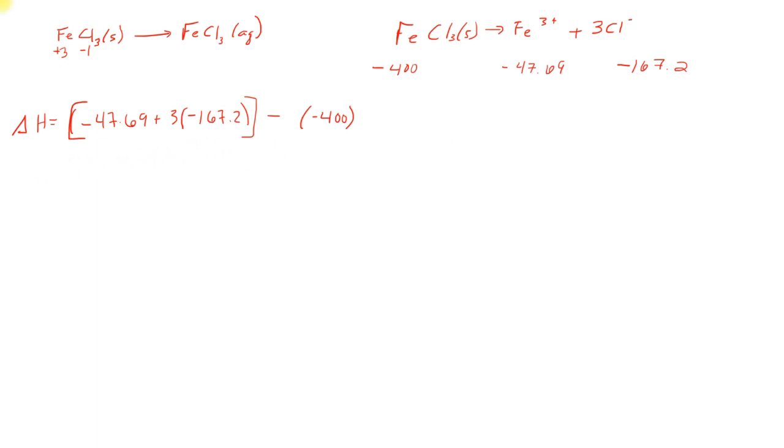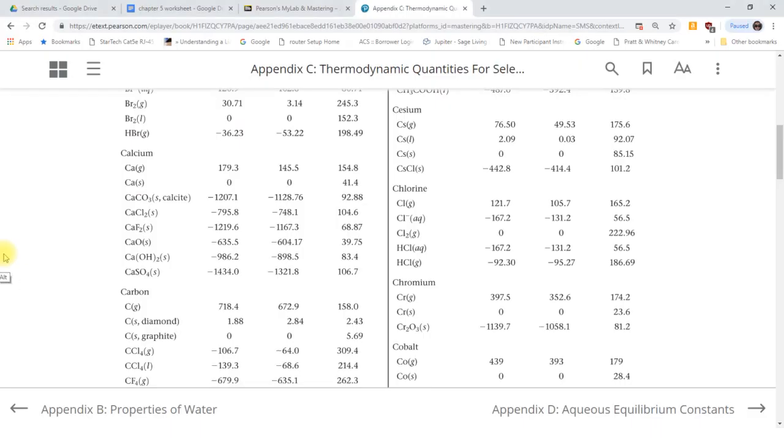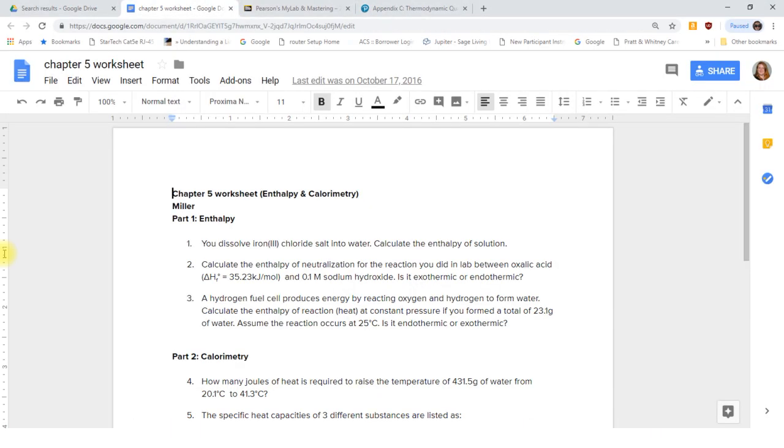So again, I do the brackets first, then I do this. So here on the product side we have negative 549.29 kilojoules, and it's going to be minus negative 400. So really I'm going to be adding 400. Negative of a negative is a positive. So we're going to end up with negative 149 kilojoules per mole. Okay. So that's question number 1 on this side.